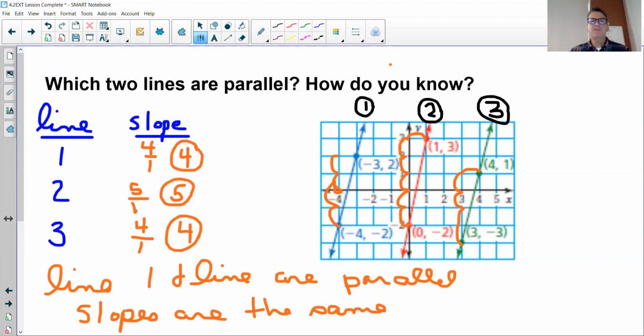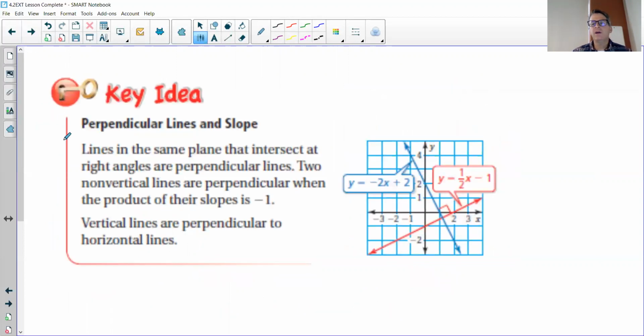So keep a lookout for those types of questions on today's worksheet. The second item today is going to be called perpendicular lines. There's a relationship with the slope of the line and perpendicular lines. Basically, perpendicular lines form a perfect corner.